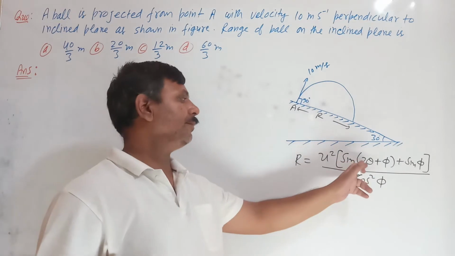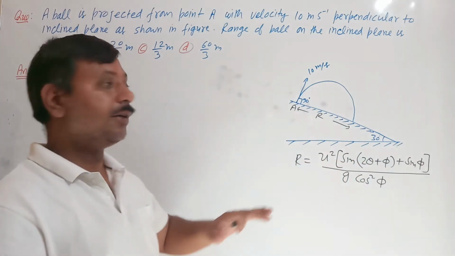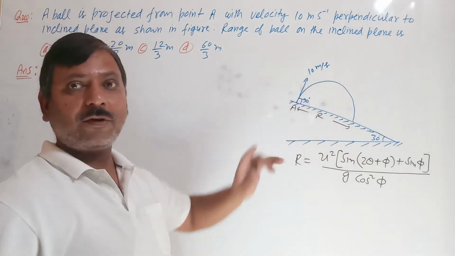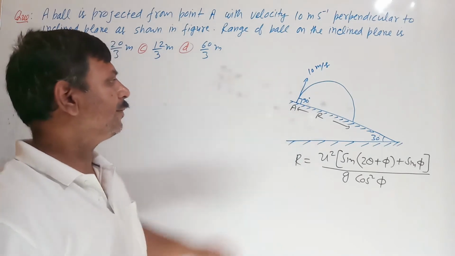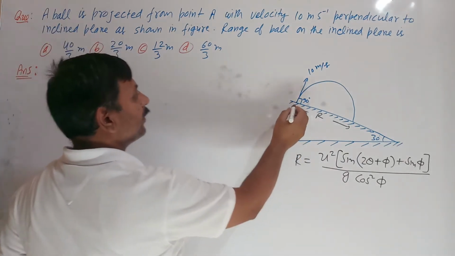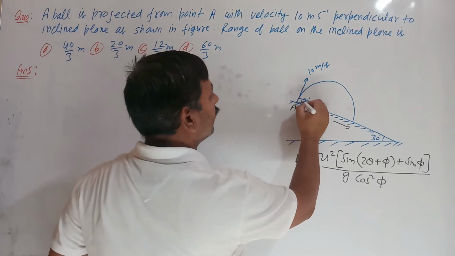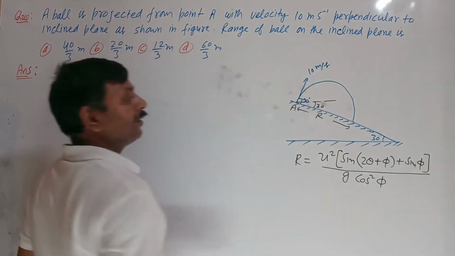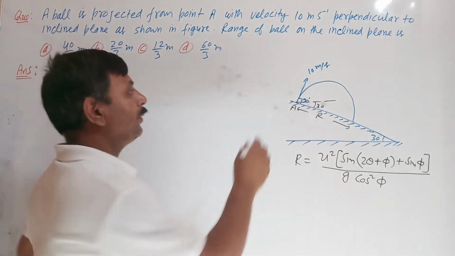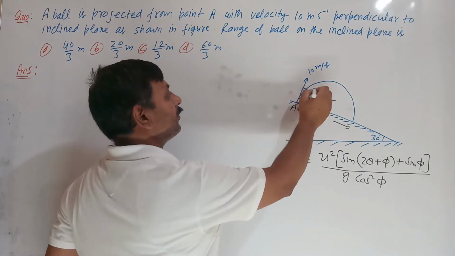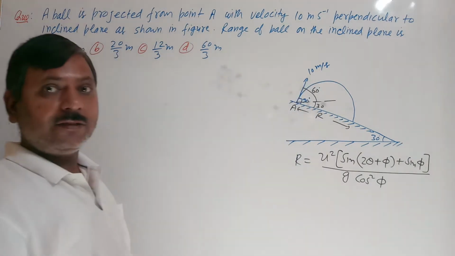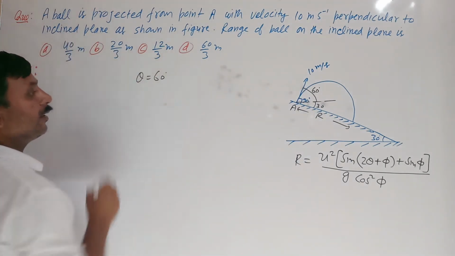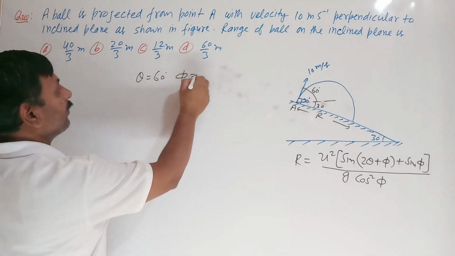Theta is the angle made from horizontal. Phi is the angle of the inclined plane from horizontal. See here, in this question, if I make this horizontal, the total angle is 90 degrees. So this angle becomes 30. So what will be the angle made by horizontal? This will become 60. Total 90 is there. So by the figure we can see here theta is equal to 60 degrees. Phi they have given is 30 degrees.